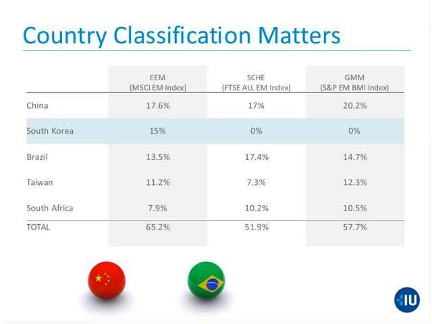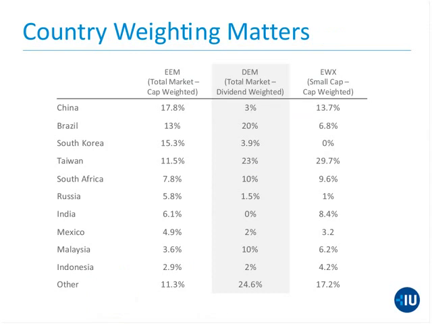And if you look at the difference between funds tracking those indexes, you can see it quite clearly here. EEM has a 15% weight in South Korea. That's obviously going to have a huge impact compared to the 0 weight you're getting out of, say, SCHE or GMM. It really does make a difference.